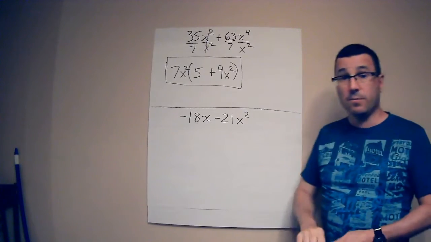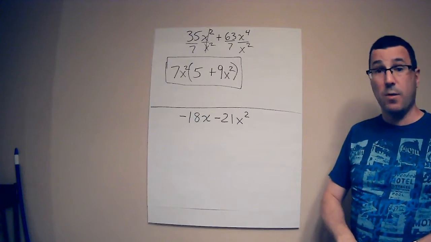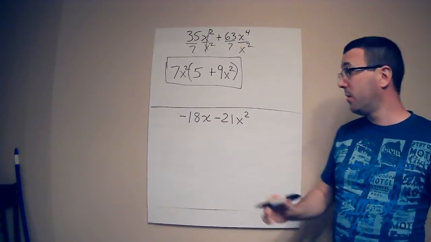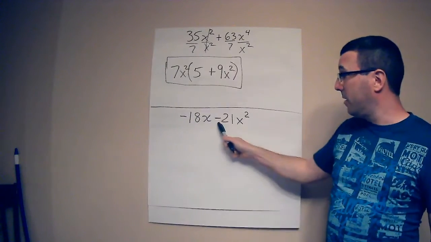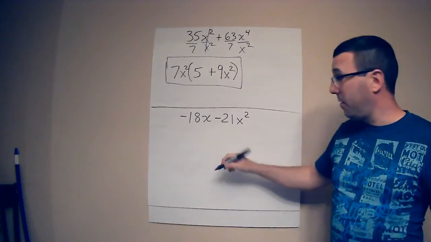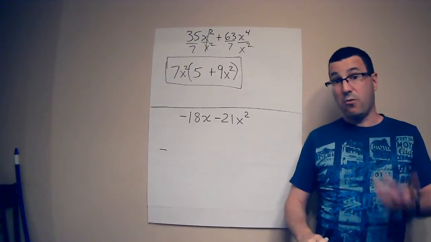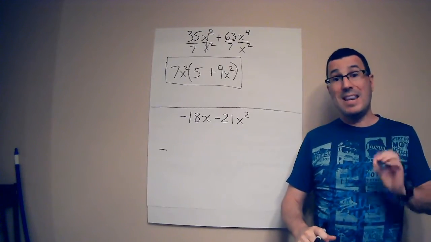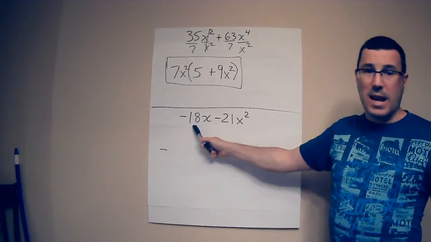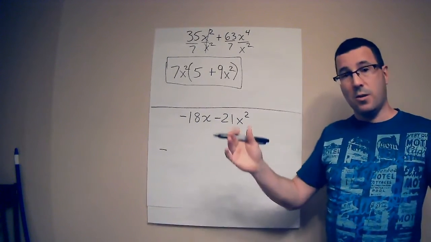Let's go down here. Negative 18x minus 21x squared. Again, I'm going to start with the numbers. The first thing I notice is that both numbers have a negative in front of them. So first thing I'm going to say is whatever my greatest common factor is, it's going to be negative. I look again. Does 18 go into 21 nicely? No, it doesn't. So now I'm going to work my way down.